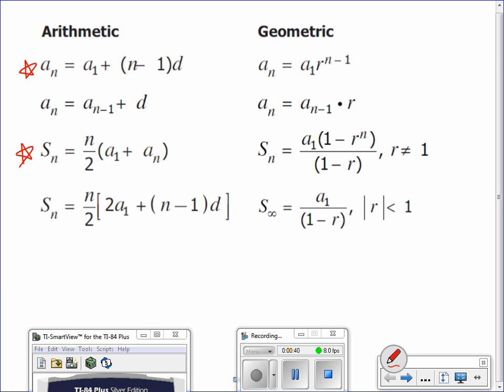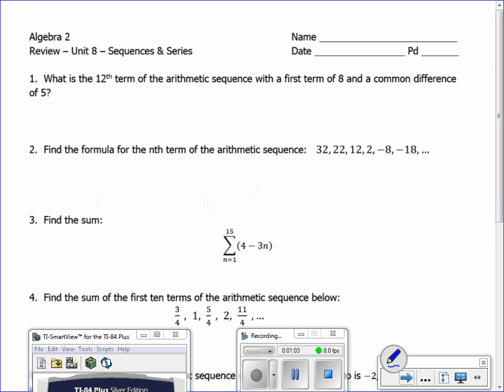All right, for geometric, you need 3 of them. You need the formula for the nth term, you need the sum of a certain number of terms, and the last one, you need a sum to infinity. You can only do a sum to infinity with geometric, so that should be a good clue right there. The other ones we do not necessarily need all the time, and you're good to go without them.